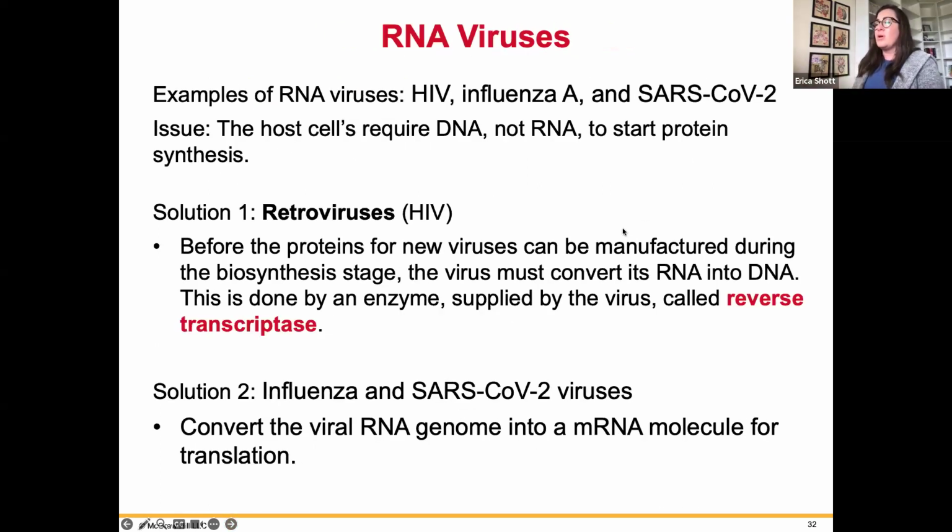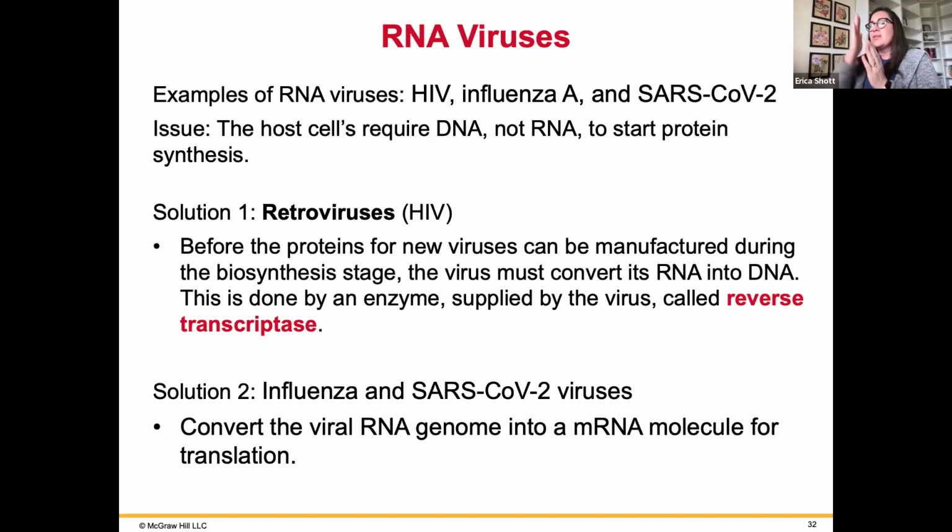So examples of RNA viruses, we have HIV, influenza, and coronavirus. The issue here is the host cells require DNA, not RNA, to start protein synthesis. So with RNA viruses, we have a couple of solutions to solve this problem. So the host cell needs DNA to transcribe into messenger RNA, and then that messenger RNA is translated into proteins.